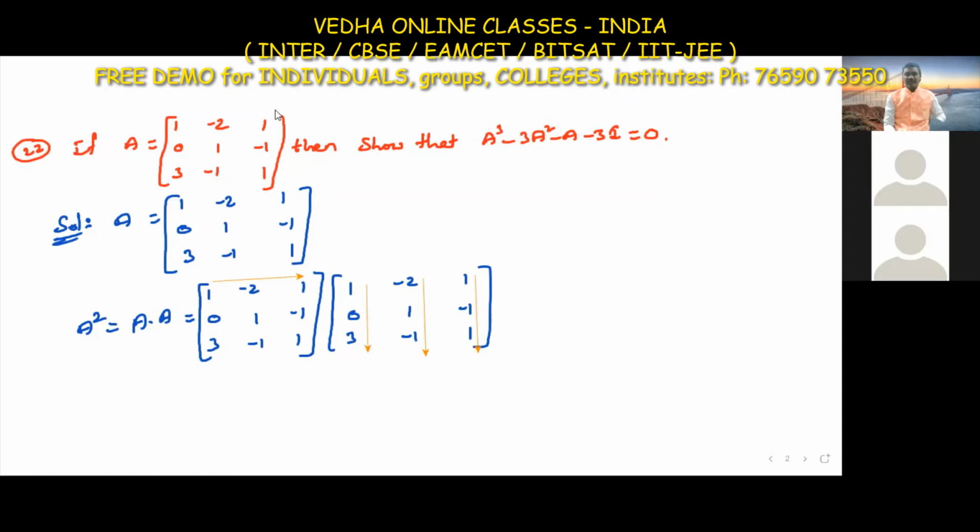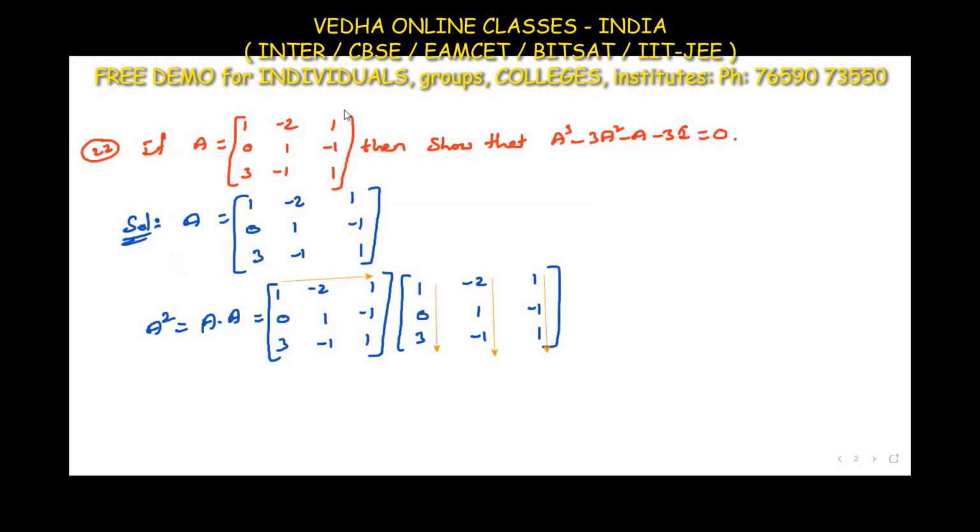So now if we multiply, what do we get here? 1 into 1 is 1. Here, 1 into 1 minus 2 into 0 plus 1 into 3. First row with second column: 1 into -2, minus 2 into 1, plus 1 into -1. First row with third column: 1 into 1, minus 2 into -1, plus 1 into 1. First row with first, second and third columns is completed.